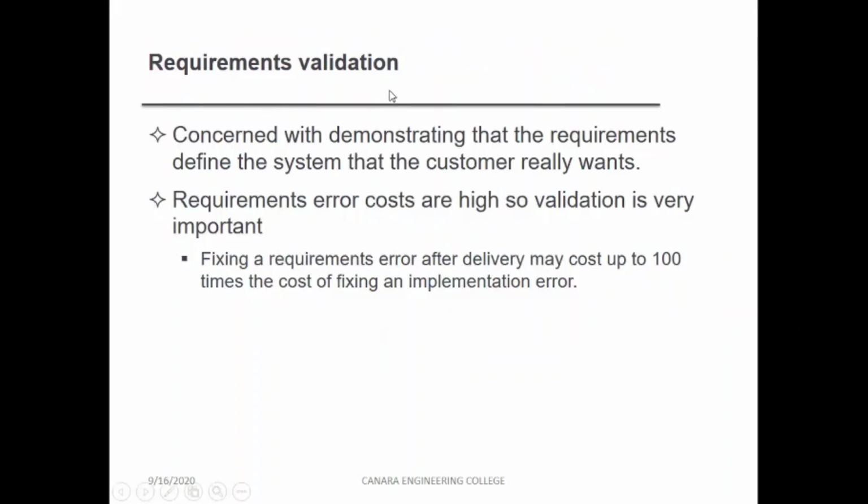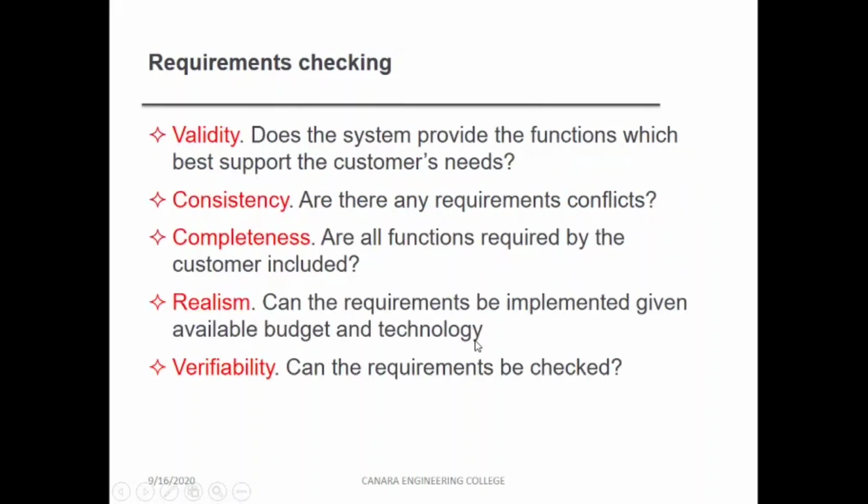So requirement validation is the next topic in software specification. It is concerned with demonstrating that the requirements define the system that the customer really wants. Requirements error costs are high, so validation is very important. There are different types of requirements validation, or requirement checks: validity check, consistency check, completeness check, realism check, and verifiability check.